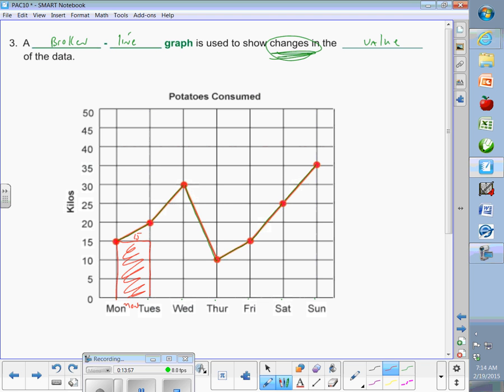Again, with a bar graph, technically you're going to skip your line, and you're going to go to your next bar. Tuesday would be in here. What's Tuesday's data? 20. So I'd be up to 20. And here would be my bar. And again, my 20 would go here. All right, Wednesday. What was Wednesday? Wednesday was 30. So again, Wednesday, skip a bar, go up to 30.